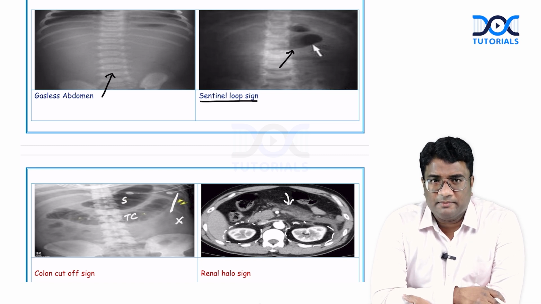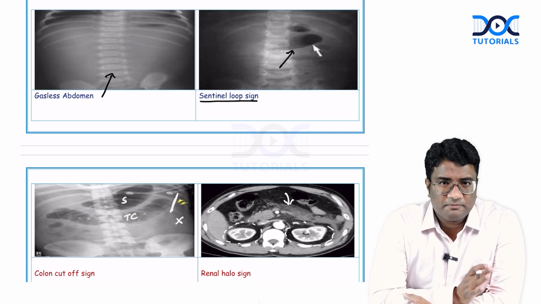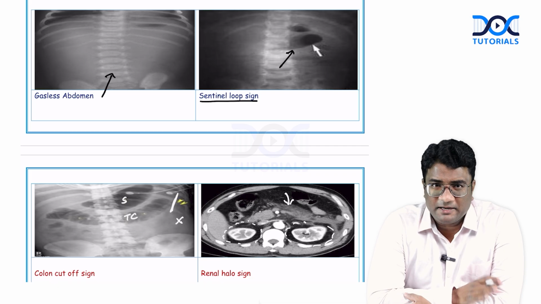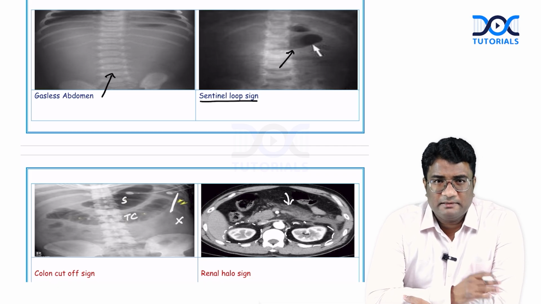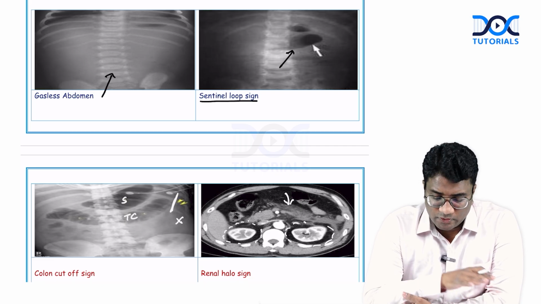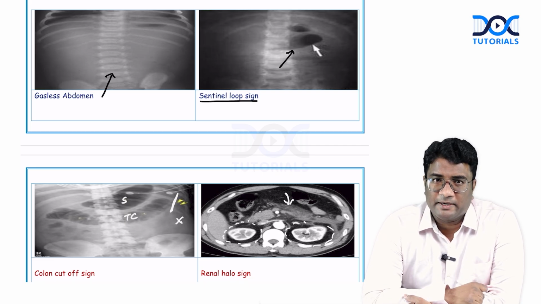The gasless abdomen because of repeated vomiting. Sentinel loop sign is because of the small bowel ileus. Colon cutoff sign is because of the colonic spasm, and the renal halo sign is the fluid collections around both the kidneys because of the peripancreatic fluid collections in acute pancreatitis. So, these are the features that you see in acute pancreatitis.